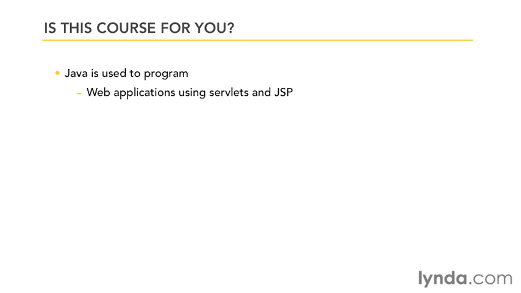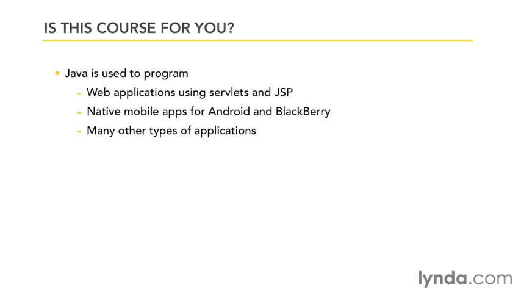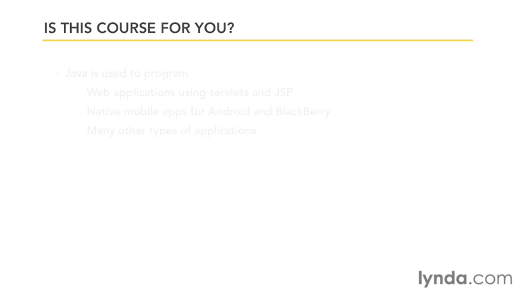Java is used to program a variety of applications. You can use Java to build web-based dynamic applications using programming models known as servlets or Java Server Pages, also known as JSP. Java is also used to program mobile applications, that is, applications that are for the Android or BlackBerry mobile platforms, both phones and tablets. And there are many other types of applications you can build with Java, and I'll explain some of these in later videos.